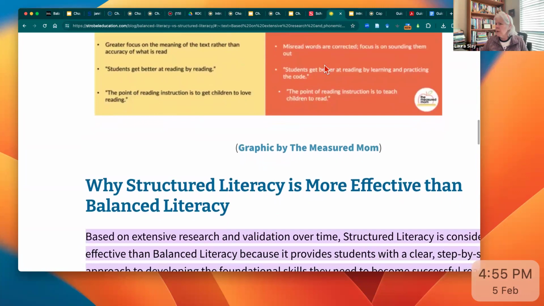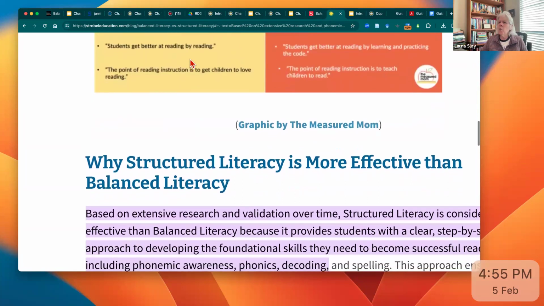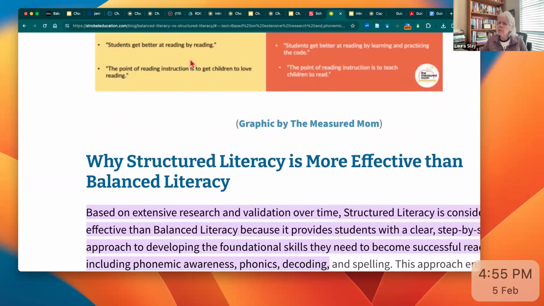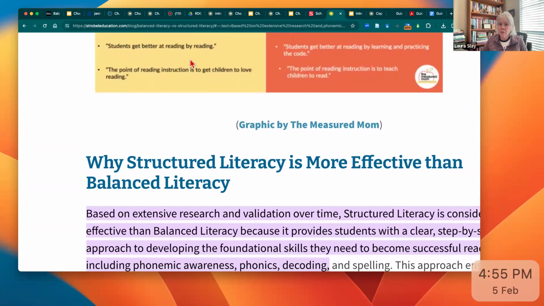So here on your balance, on the right-hand side where you have your structured literacy people, it says misread words are corrected and the focus is on sounding them out. Whereas your guided reading people probably would encourage you to sound it out, but they might just give you the word instead.